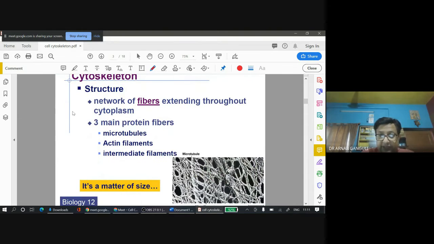So if you see, it is basically a network of fibers extending throughout the cytoplasm. This is an electron micrograph. You see, it's just a network of fibers going throughout the cytoplasm. There are three main protein fibers: the microtubules, the actin filaments or microfilaments, and the intermediate filaments. So basically, this classification is on the basis of size.